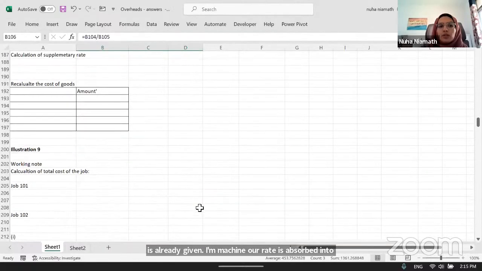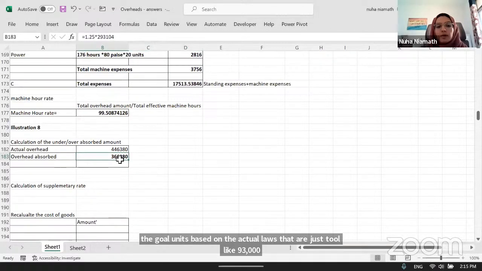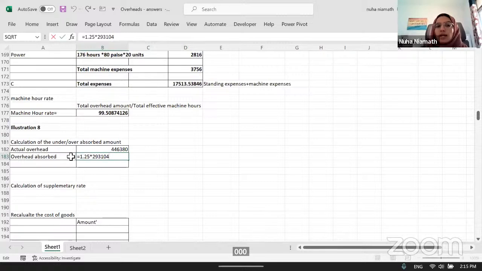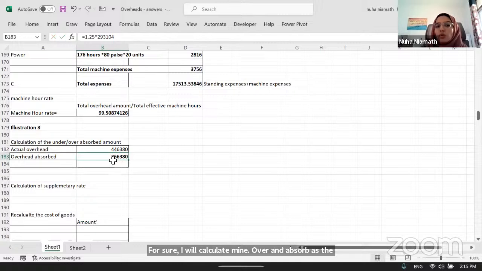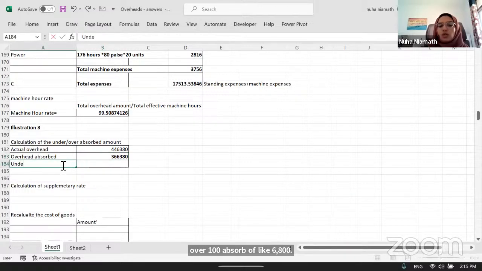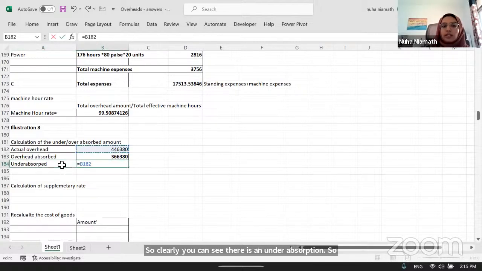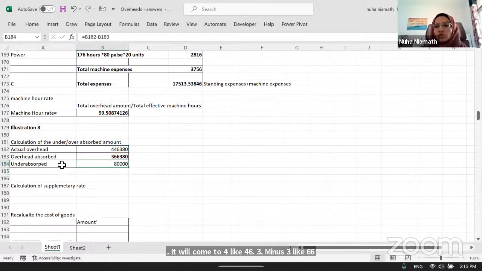2,93,104. So here, I will calculate my overhead absorbed as the predetermined rate into the actual hours worked, which gives me an overhead absorbed of 3,66,380. So clearly you can see there is an under absorption. So let's calculate the under absorbed amount. It will come to 4,46,380 minus 3,66,380. You can see that there is an under absorption of 80,000 rupees.